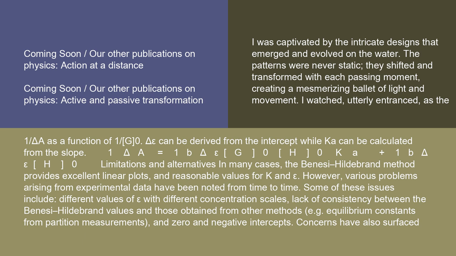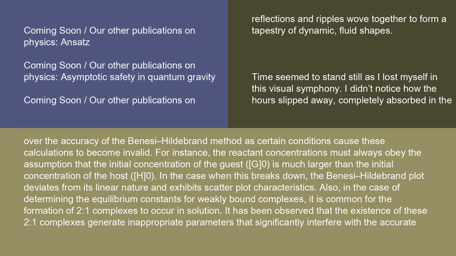Concerns have also surfaced over the accuracy of the Benesi-Hildebrand method, as certain conditions cause these calculations to become invalid. For instance, the reactant concentrations must always obey the assumption that the initial concentration of the guest, G0, is much larger than the initial concentration of the host, H0. In the case when this breaks down, the Benesi-Hildebrand plot deviates from its linear nature and exhibits scatter plot characteristics.